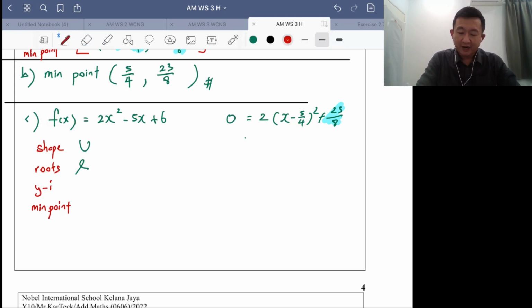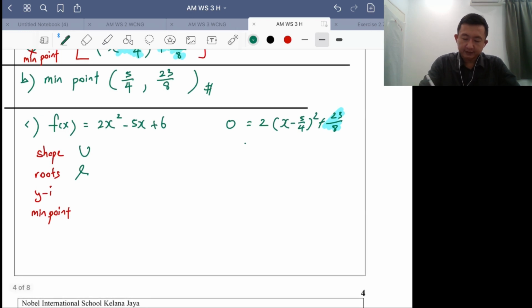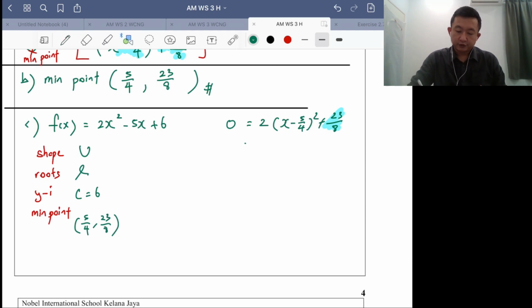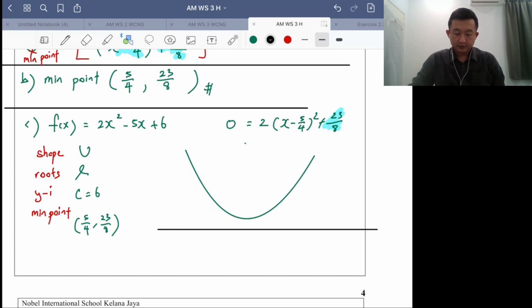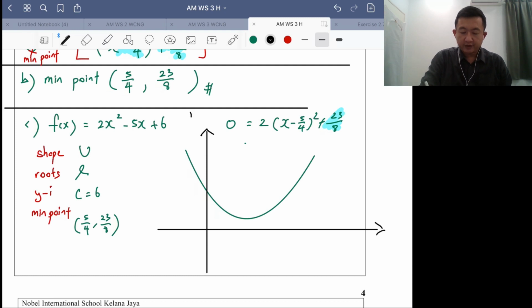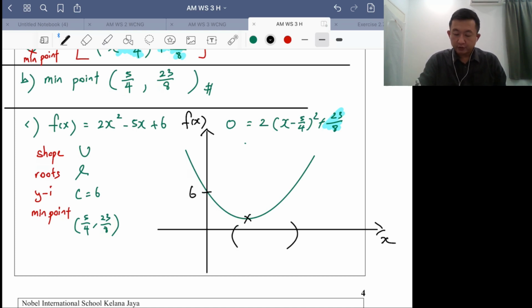So you continue with your y-intercept. The y-intercept is C, so your C is 6. The last one, the minimum point, is 5 over 4, I'm sorry. Now you have everything, you can sketch your graph. So draw the quadratic function. Since there are no roots, you just have to draw your graph above the x-axis. C is 6, so there must be a y-intercept at 6. What else? The minimum point. Since you can't label the roots, you only label these two. So this is 5 over 4 and 23 over 8.